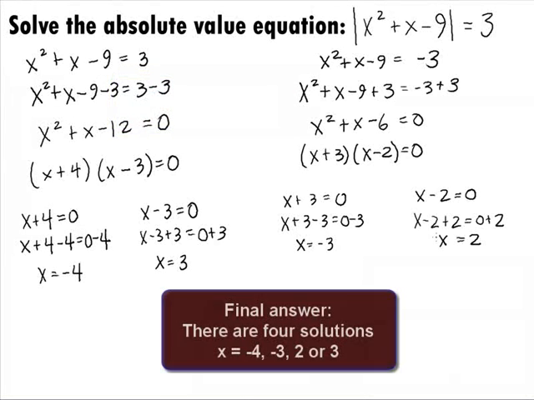When we plug either a negative 4 or 3 in for x, we end up with the absolute value of 3, which is 3. And when we plug a negative 3 or 2 in for x, we end up with the absolute value of a negative 3, which is also 3. This means our final answer is x equals negative 4, negative 3, 2, or 3.